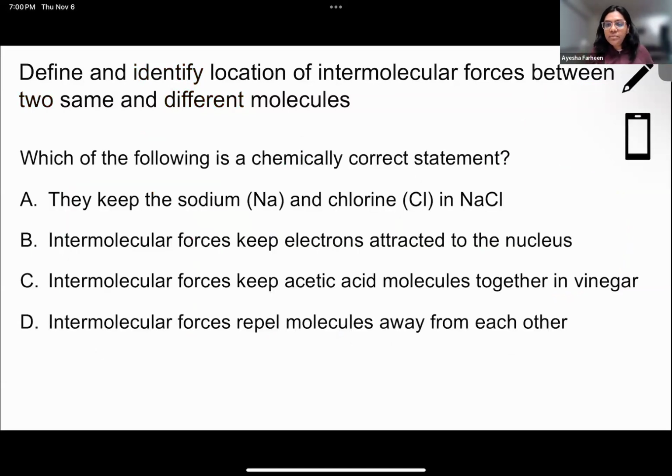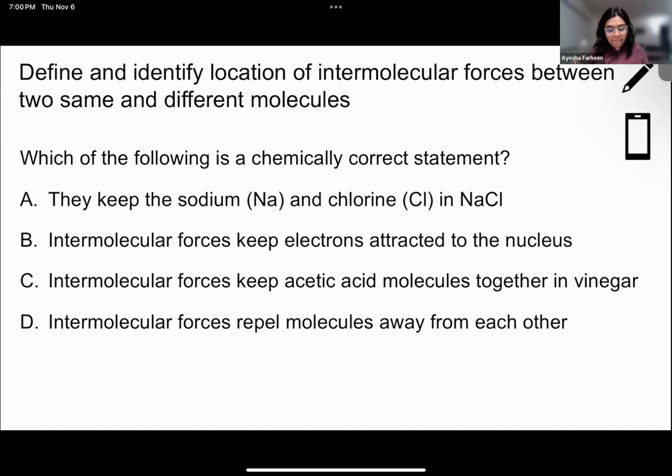Okay, let's do some clicker questions. So talk to your neighbor, talk to the person in front, talk to the person at the back, and let's solve this together. I'm going to give you a little bit of time. Which of the following is a chemically correct statement? And make sure to also chat with your learning assistant.